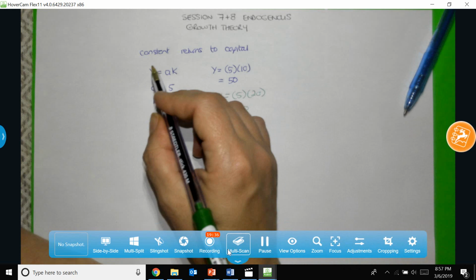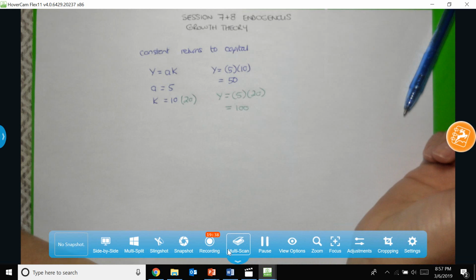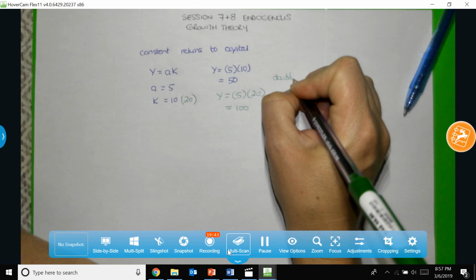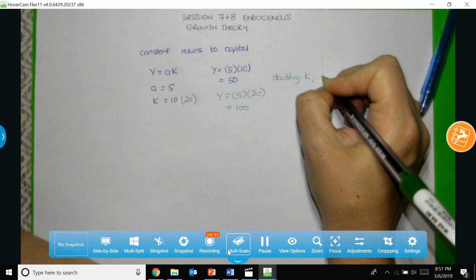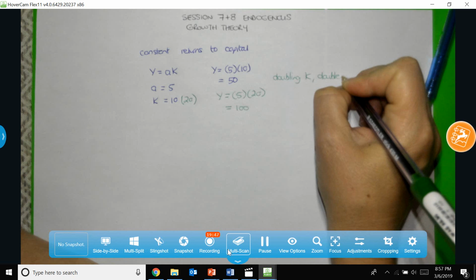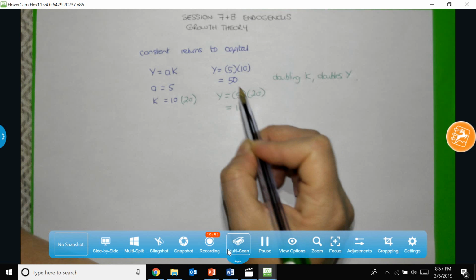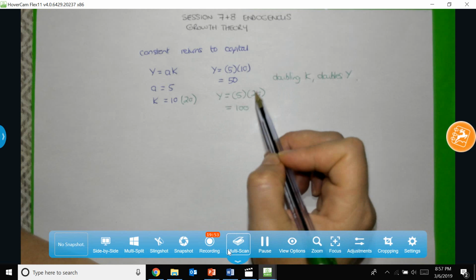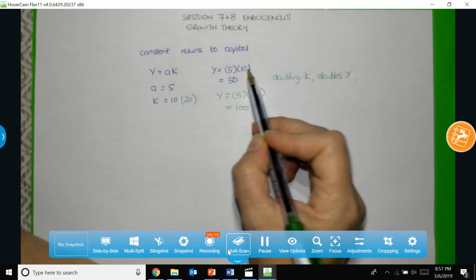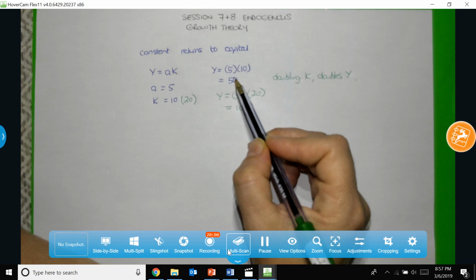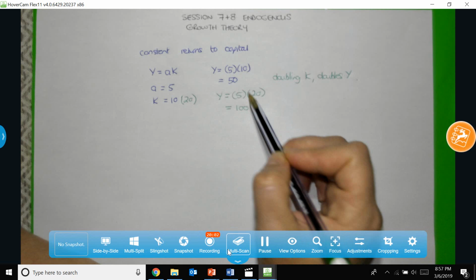So note that when there are constant returns to capital stock, doubling capital stock doubles output. Specifically, 100 is double 50 and 20 is double 10. So doubling the capital stock from 10 to 20 doubles the amount of output generated from 50 to 100.